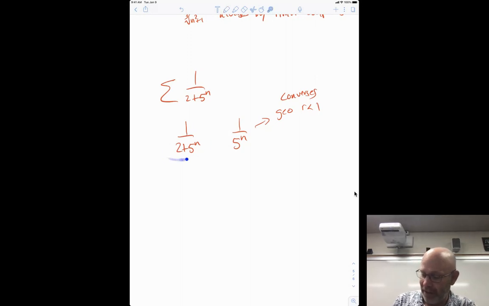So notice that this denominator is bigger than this denominator, which makes this number smaller than that number, which is the right sign, right? Smaller than a convergent is good. So therefore, 1 over 2 plus 5 to the n converges by the basic comparison test.